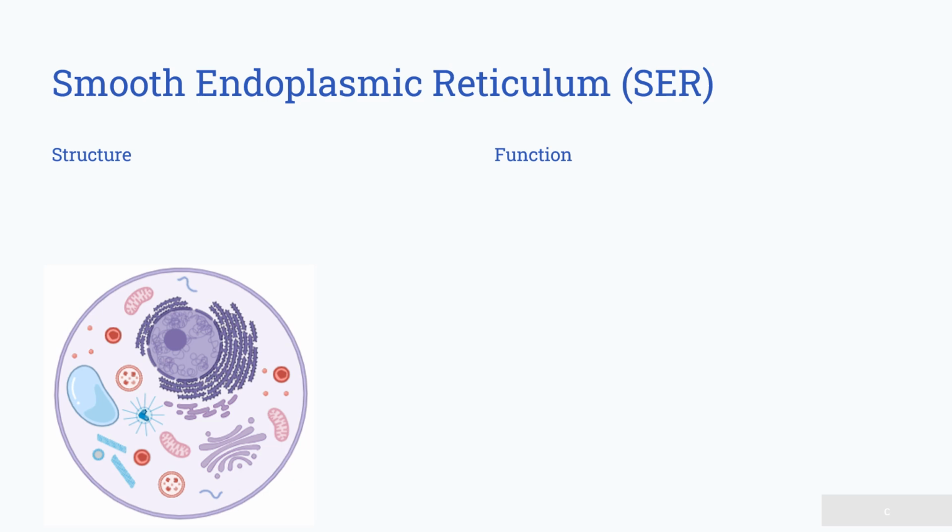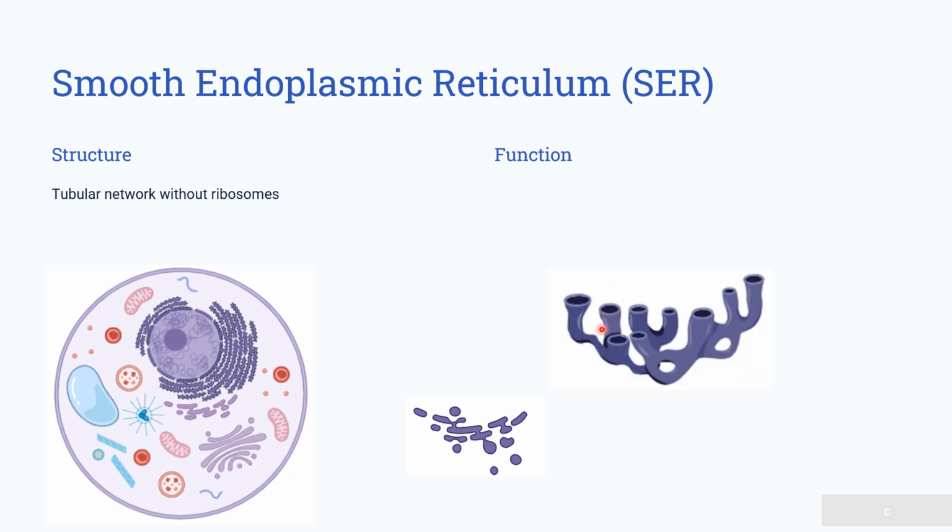So first let's start with the smooth endoplasmic reticulum. What is the smooth endoplasmic reticulum here? This is the rough endoplasmic reticulum because it has the ribosomes. But the smooth endoplasmic reticulum is smooth because it does not have any ribosomes in it, and it looks like a tubular structure. This is the two-dimensional picture of the smooth endoplasmic reticulum, and this is how it really looks three-dimensionally. So it is a tubular structure and it has no ribosomes attached since it is smooth.